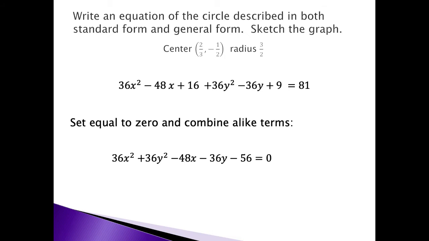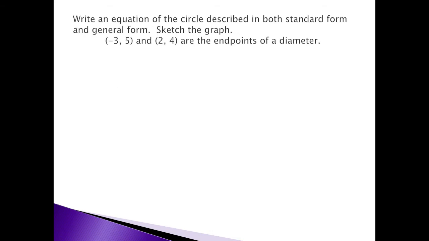So now I'm going to set it equal to 0 and combine the like terms. So my final general form is 36x squared plus 36y squared minus 48x minus 36y minus 56 equals 0. Next example. Write an equation of the circle described in both standard form and general form and sketch the graph.